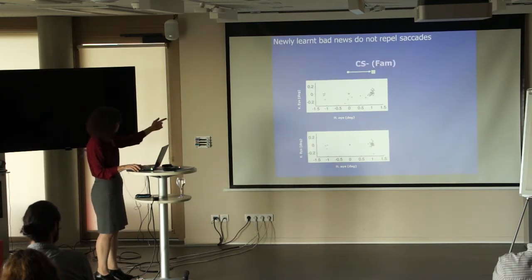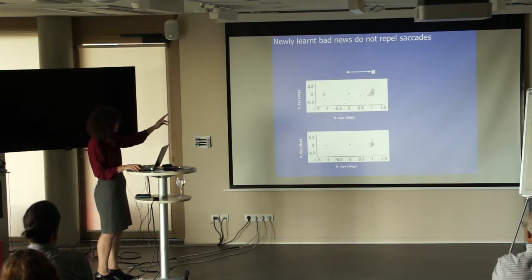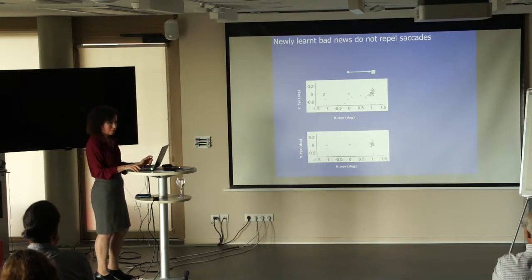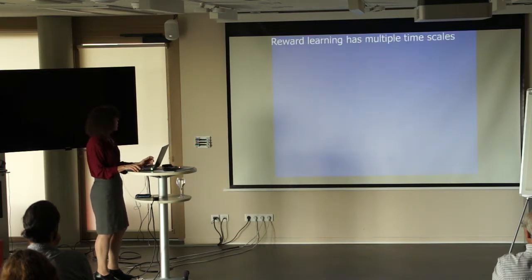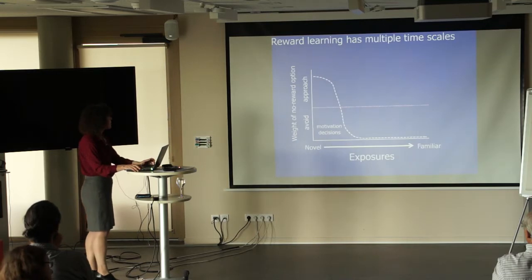Okay, and we can see this also in saccades. On the top is an example that I showed, very poor saccade behavior following a familiar negative cue. Following a novel negative cue, though, the saccades are better. Okay. All right, so what do we learn from this?